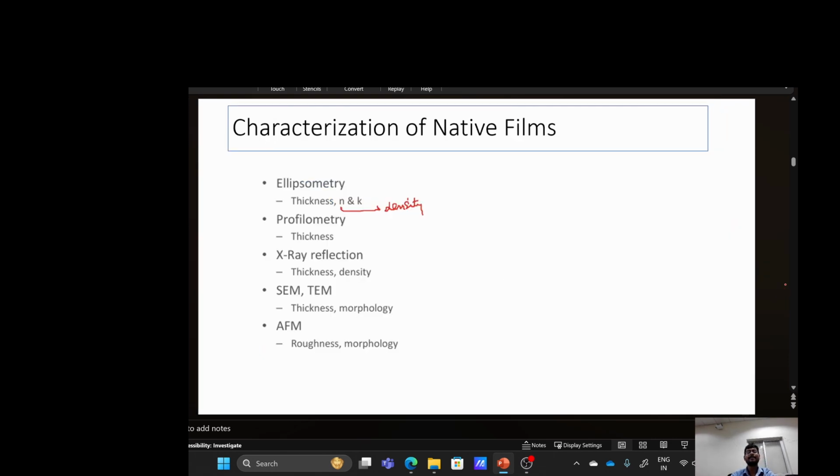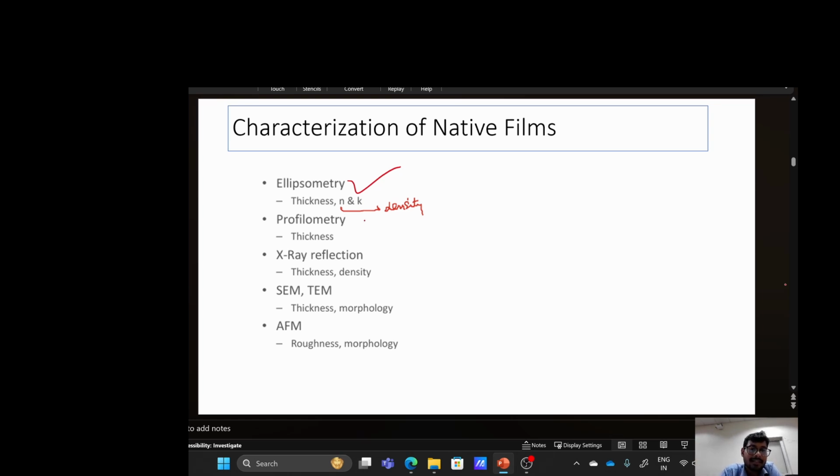Now, you have done the dry oxidation or wet oxidation of your silicon wafer. How will you characterize the thin film? The first thing you need to check is the thickness and the quality of the film. How can you do that? The best and least time-consuming method is ellipsometry. You can do a thickness measurement using ellipsometry within just 1 or 2 minutes.